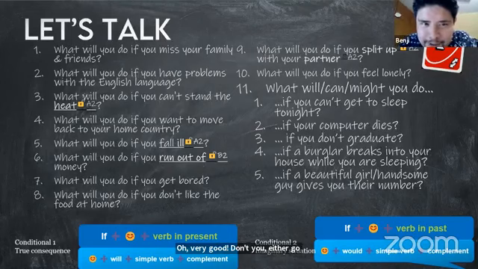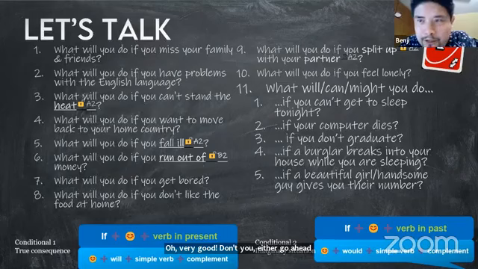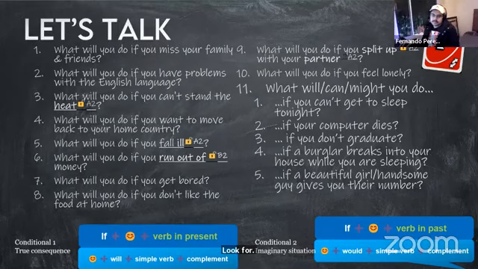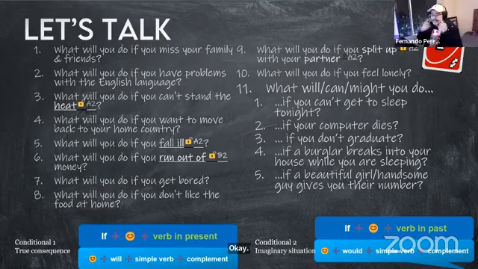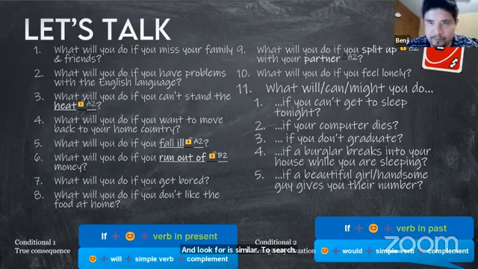I have a question. Is look at my friends or look for my friends? Well, both are possible. Look at is similar to see, and look for is similar to search. So the context is a little different, but the two are possible.